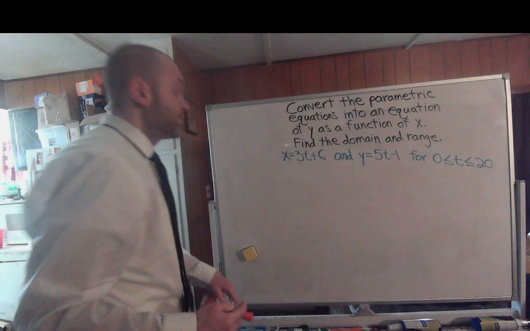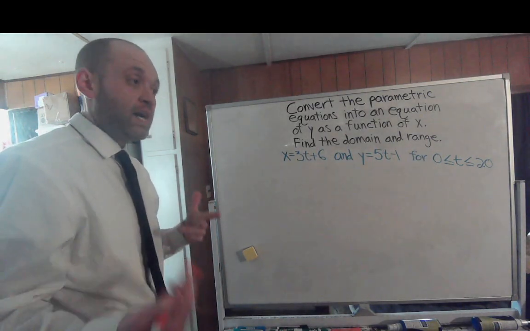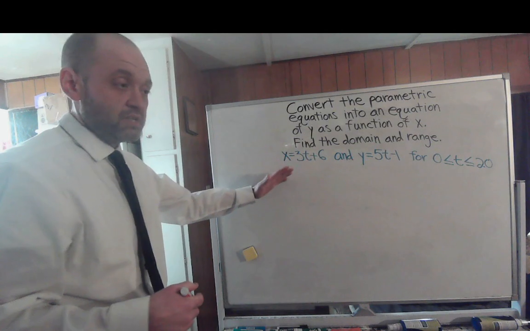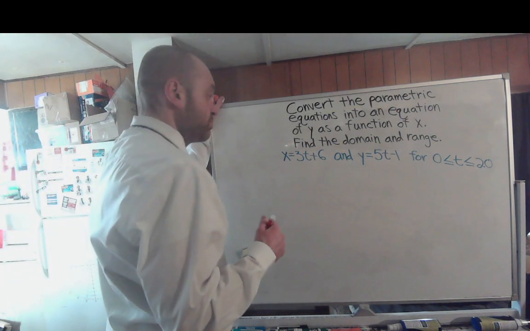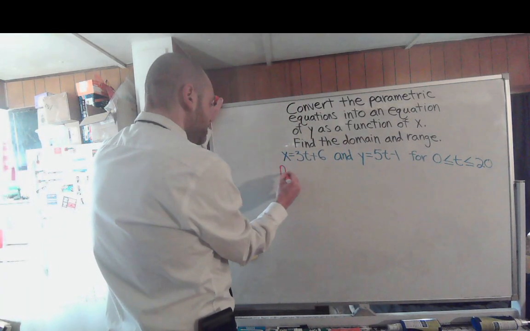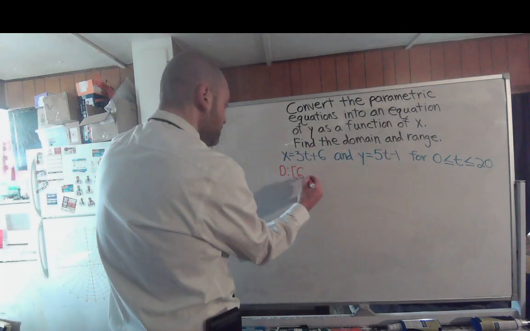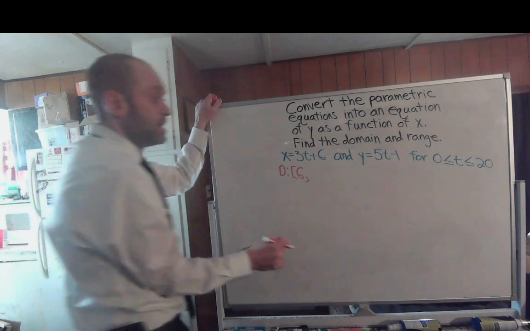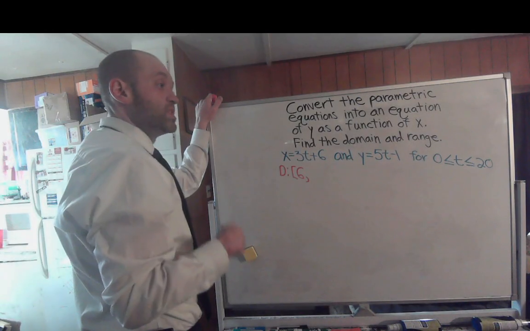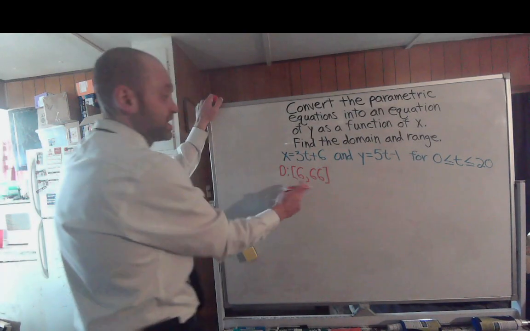Well, first let's find the domain of what's going to be the equation of y as a function of x. Again, we know the domain belongs to the x values, which would be your independent variable. So put in your lowest value of t, which is 0. If you put in 0 for t, you would get 0 plus 6, which is 6. So the lowest part of your domain is 6. Now put in 20 for t, you would get 3 times 20, which is 60, plus 6 is 66. So your domain will go from 6 to 66.